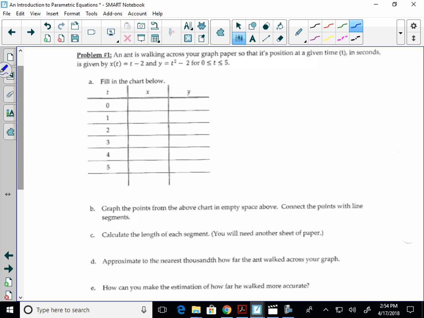If you plug in 0, you're going to get -2, -2. You plug in 1, you get -1, -1. You plug in 2, you get 0, 2. You plug in 3, you get 1, 7. You plug in 4, 2, 14. And if you plug in 5, 3, 23. Okay, we're going to go ahead and graph it without the calculator, and then we'll graph the calculator.